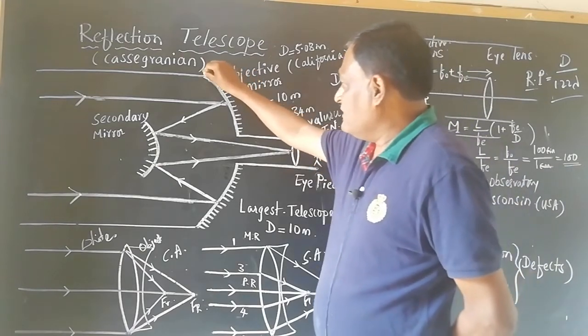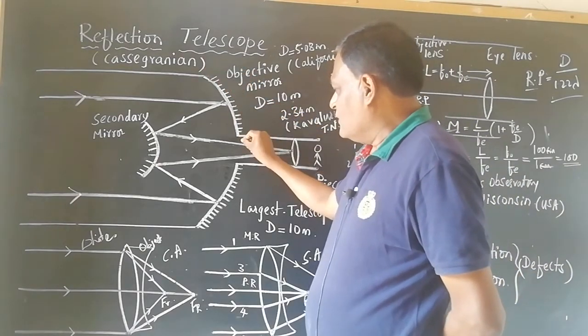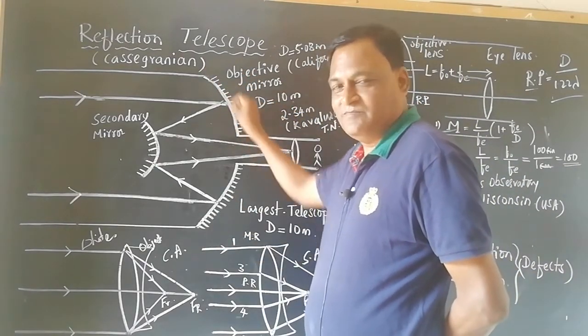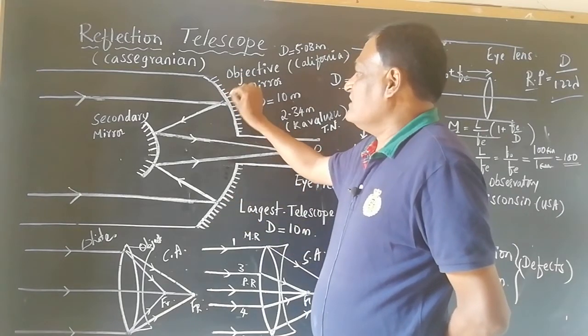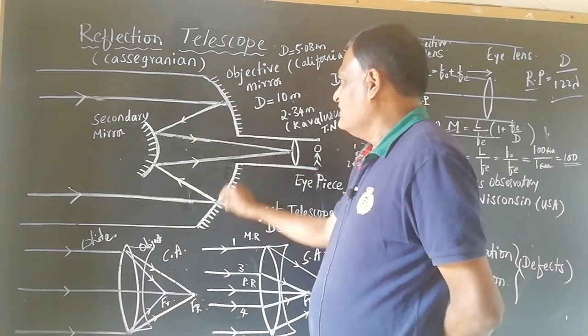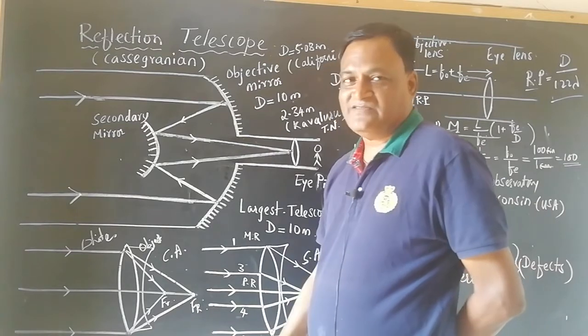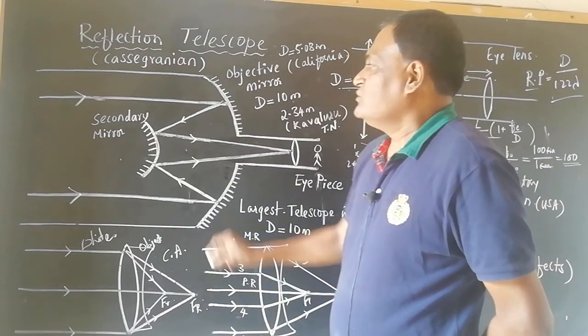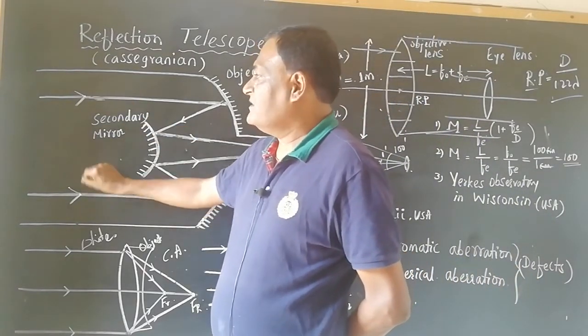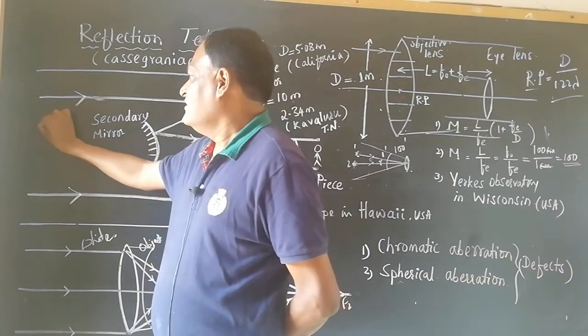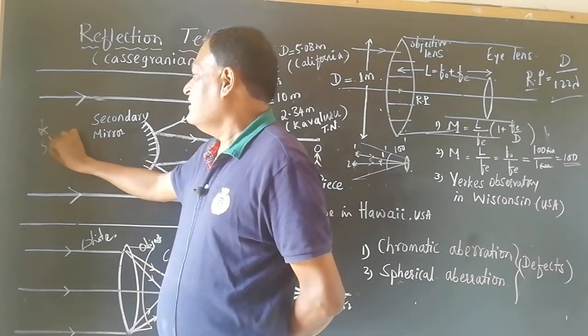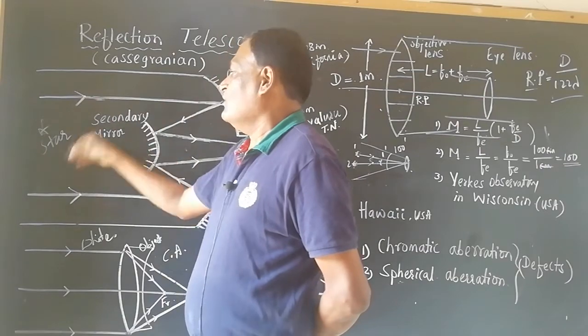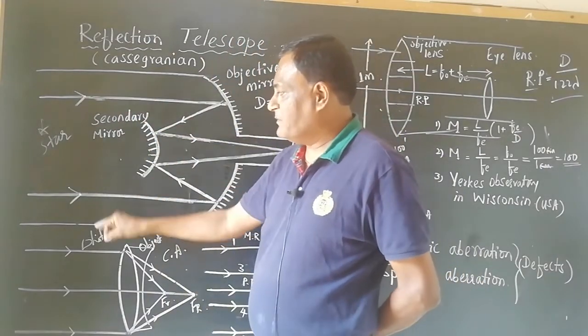The Cassegrainian telescope consists of a concave mirror. The convex surface is silvered and painted, and the concave surface is the reflecting surface. So these are the light rays coming from the distant star. From a distant star, the light rays we receive on earth are a parallel beam of light.